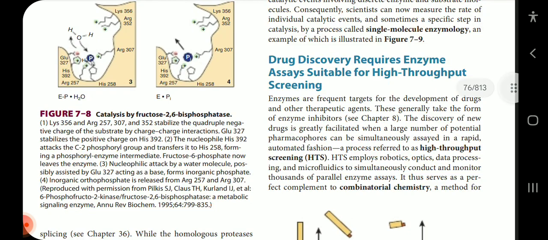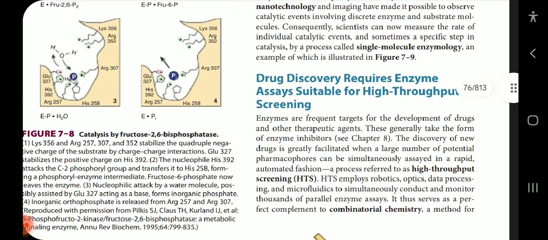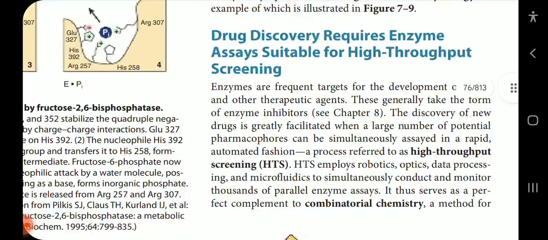Drug discovery requires enzyme assays suitable for high throughput screening. Enzymes are frequent targets for the development of drugs and other therapeutic agents. These generally take the form of enzyme inhibitors. The discovery of new drugs is greatly facilitated when a large number of potential pharmacophores can be simultaneously assayed in a rapid, automated fashion, a process referred to as high throughput screening, HTS.